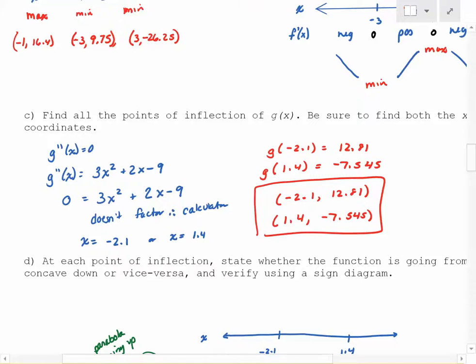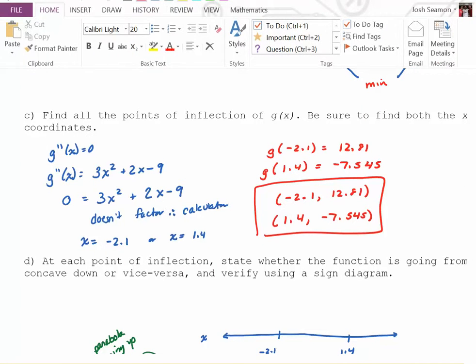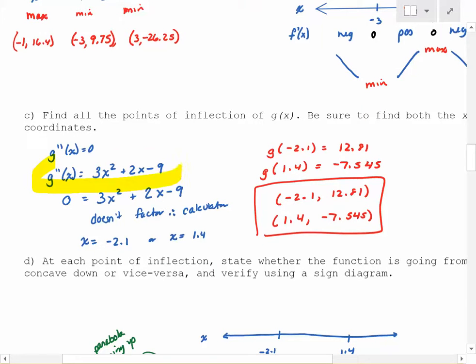The second derivative is to be equal to 0. So first you have to find it. So here it is right here. Second derivative, and then you set it equal to 0.